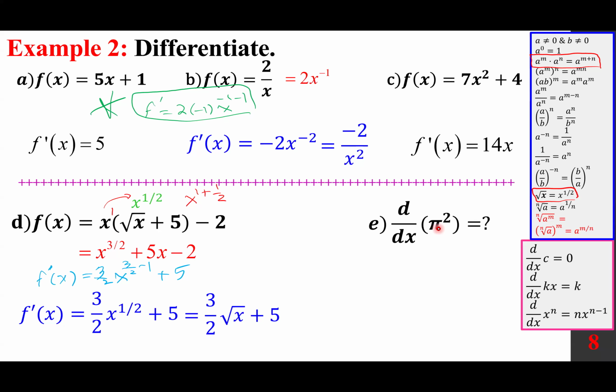What is the derivative of pi squared? Please understand pi squared or pi or e or 2 or 1/5 or 10,000. They are all numbers. The answer is 0.